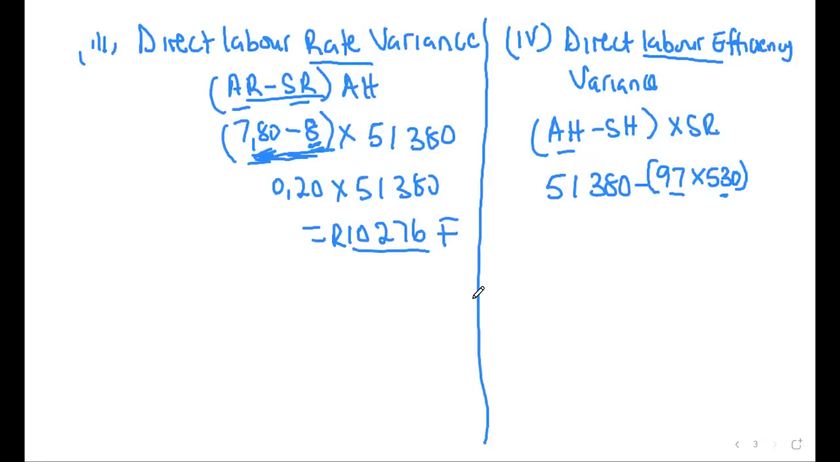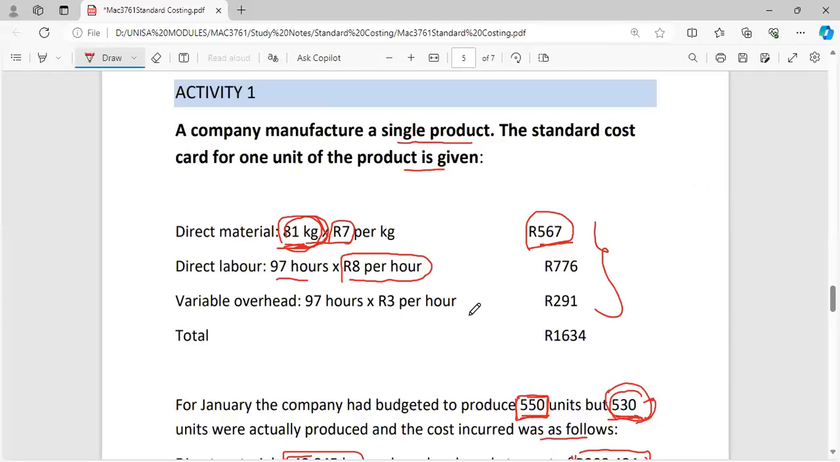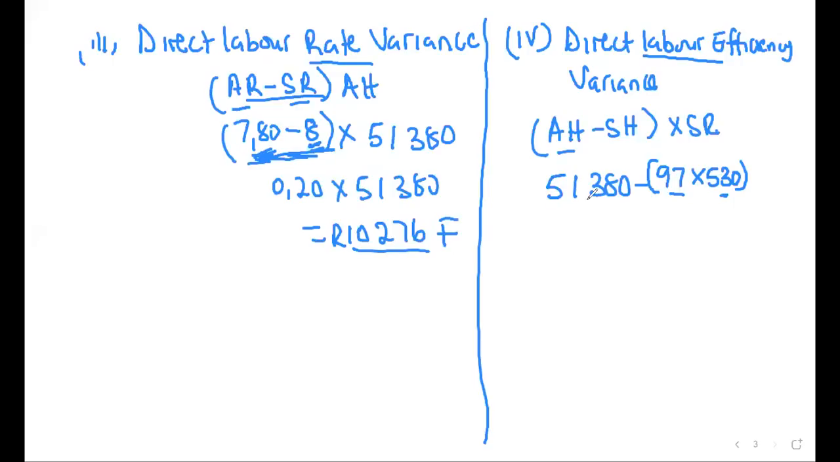It's 8 rand. Yes, you're correct, this is per hour. Remember, this difference is going to give us hours. These are hours. So which means we're going to multiply by the rate per hour, 8. So how much are we going to have here?